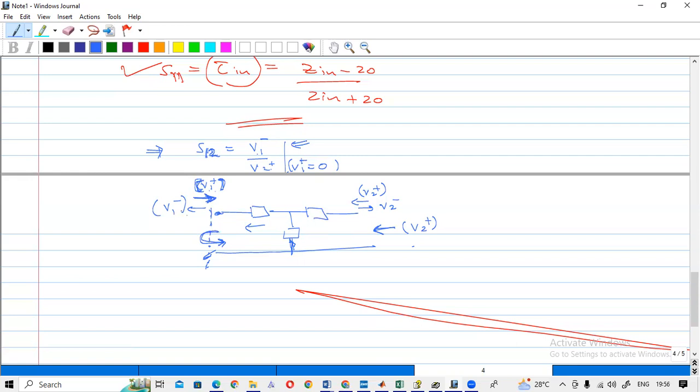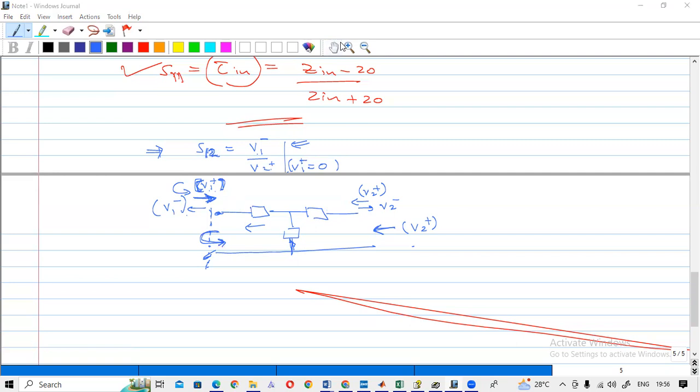These things you should understand. Now I think you should be able to give the answer. To make V1 plus 0, what you have to do? V1 plus 0 means what? The reflected signal in this case, that is the input to port 1. So it should be the reflected one.